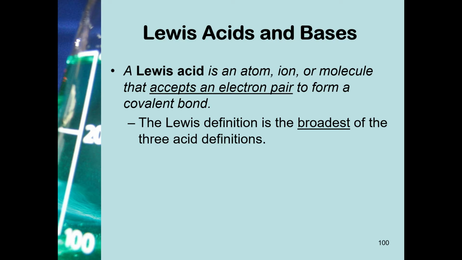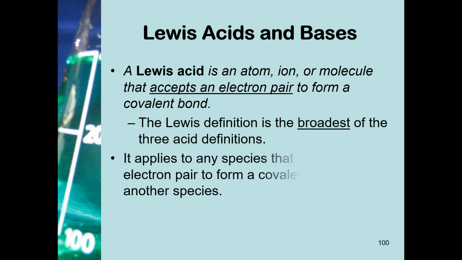And this definition is the broadest of all three. It includes more kinds of substances that behave like acids than the others. In fact, Arrhenius is probably the narrowest. Next would be the Bronsted-Lowry, and then Lewis is the broadest. And it applies to any species of ion, atom, or molecule that can accept an electron pair to form a covalent bond. That's an important word there, covalent bond. They're going to share the electron pair with this other species.